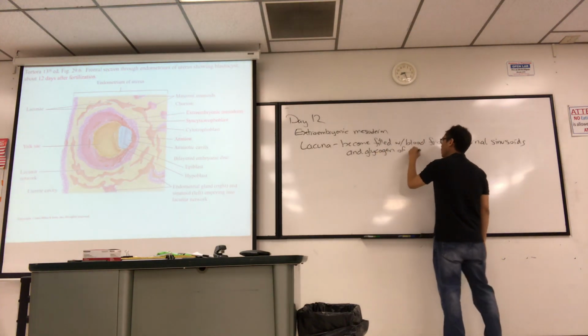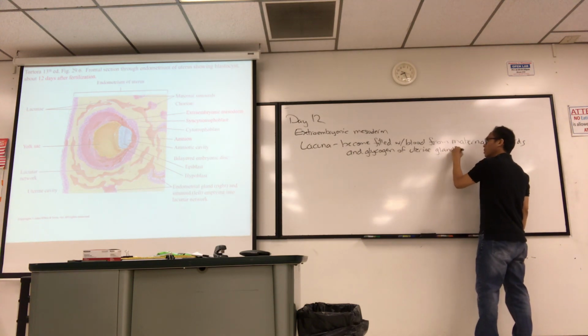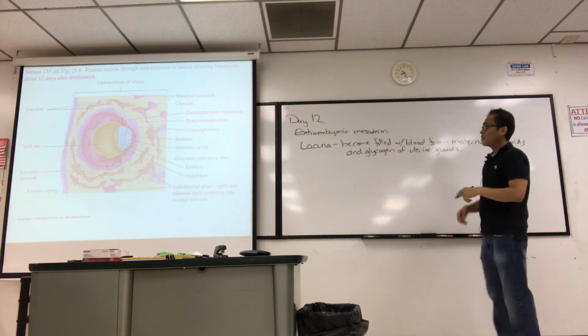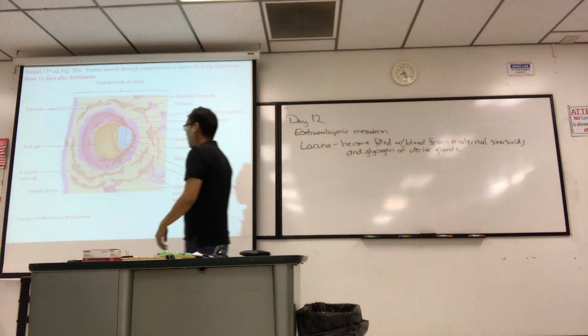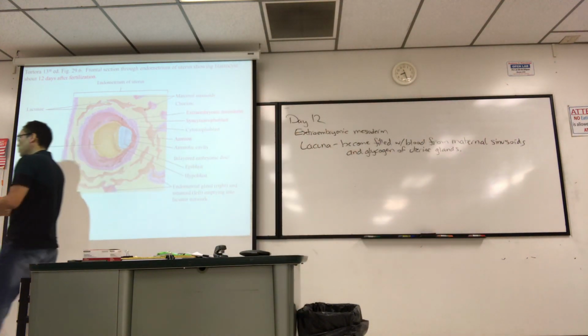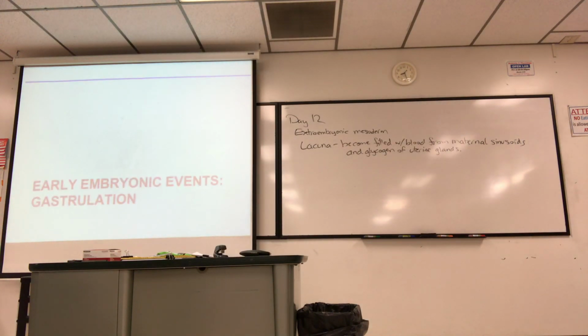The glycogen of uterine glands. So day 12, you're starting to get some nourishment for the baby, and it's going to be all by diffusion. I mean, there's no circulatory system yet. All by diffusion. So we're at day 12, and there's an important event that happens just a couple of days later, 2-3 days later, and it's called gastrulation.